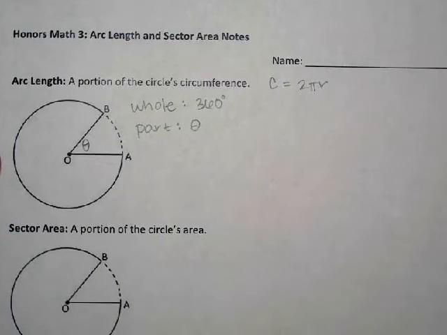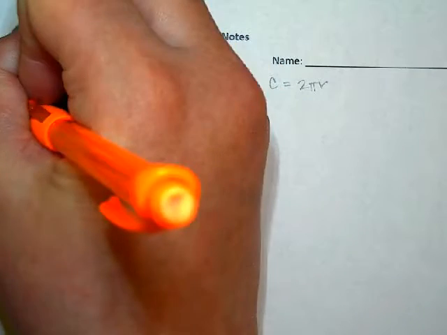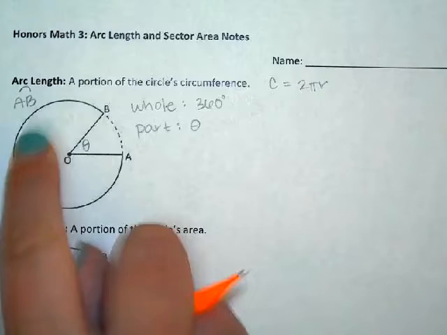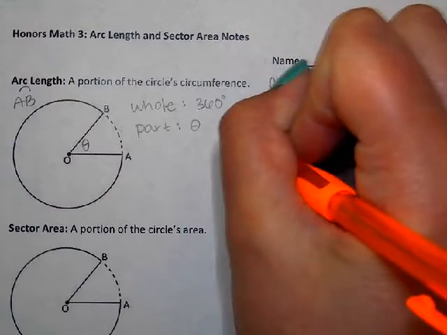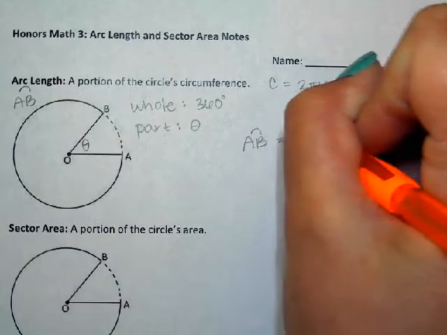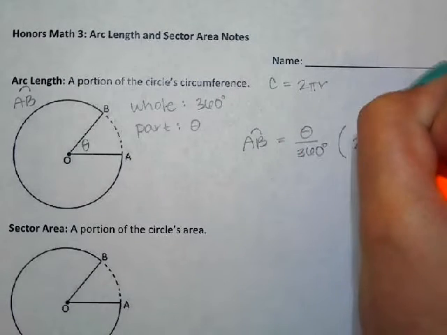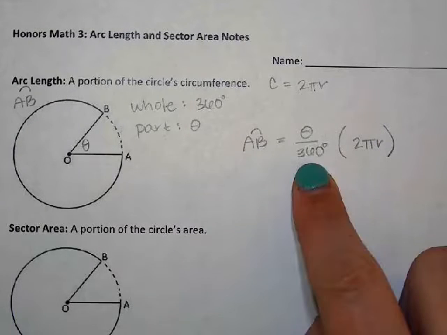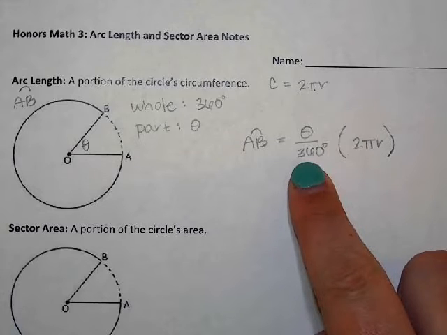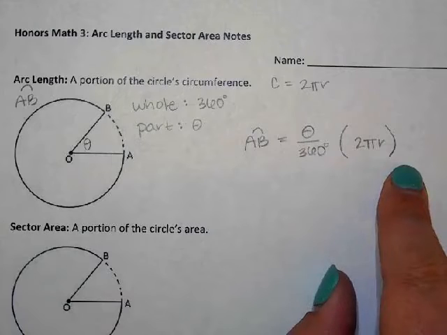Okay. So if we want just a little portion of the circumference, the arc length, the way that you write it is you say AB with the arc over it, the arc length AB. We're going to say that the formula to find the arc length is theta over 360 degrees multiplied by 2 pi r. So this is like saying I'm taking a percentage of 2 pi r.